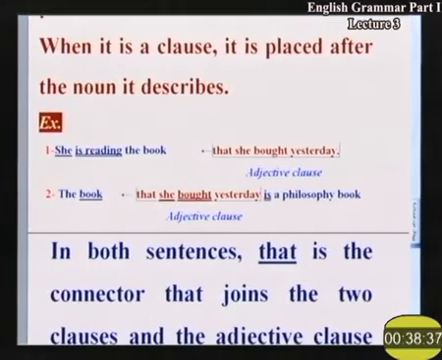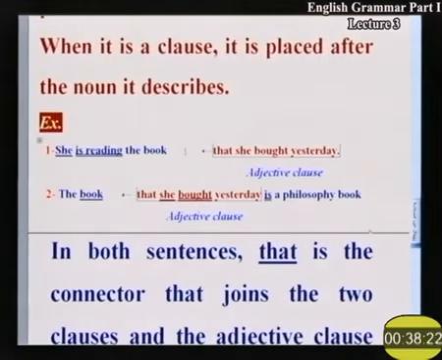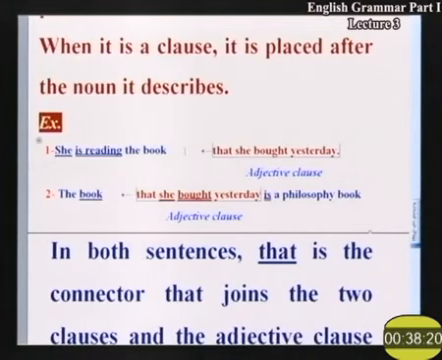that she bought yesterday. تعالوا نبص على الجملة الأولانية. She is reading the book. طيب she subject is reading verb. طيب the book is an object. طيب ممكن الجملة دي تبقى لوحدها. She is reading the book. طيب that she bought yesterday.